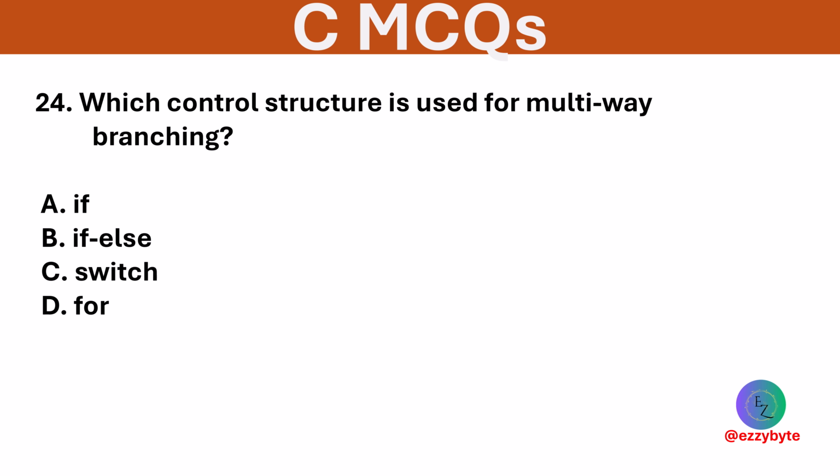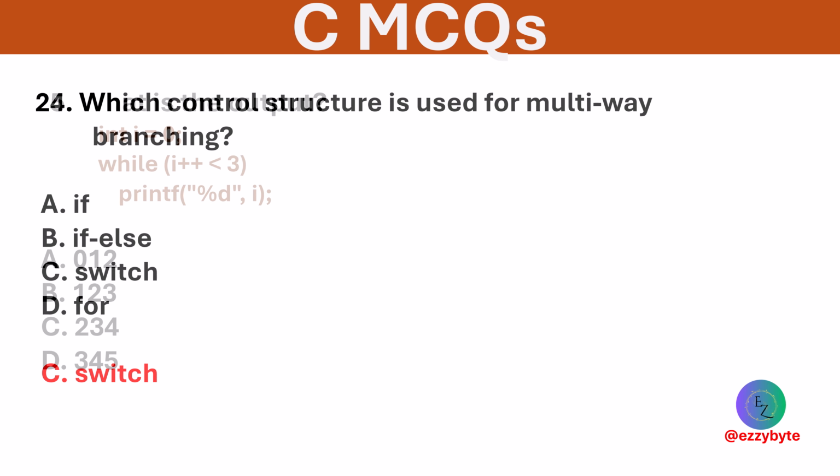Which control structure is used for multi-way branching? Options are if else, switch, and for. Option C is correct. The switch allows multi-way branching based on case values.